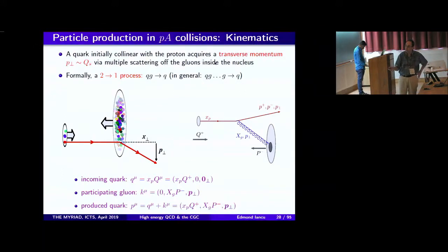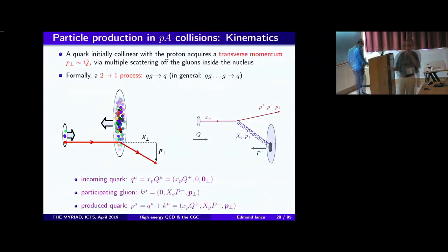So that's the kinematics. The incoming quark has a four-momentum q^μ, I didn't write it here, which is a longitudinal momentum fraction xp out of the capital Q^μ of the proton. And this capital Q^μ has only a plus component, Q plus. So the incoming quark has only a plus component, which is xp times Q plus. Zero longitudinal minus momentum, zero light-cone energy, zero transverse momentum.